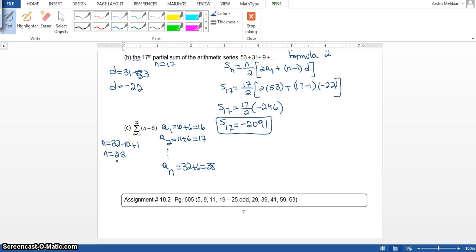Now we're ready to plug this into our formula. Sn is equal to n over 2, A1 plus AN. So S23 is equal to 23 over 2, 16 plus 38. Therefore, S23 is equal to 621.